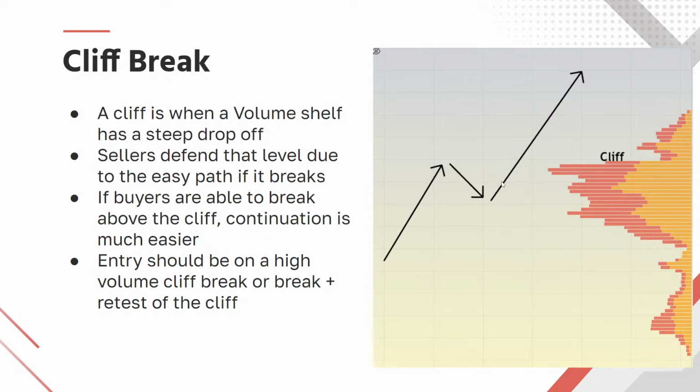We want to enter when it breaks this cliff with high volume, or if it comes back down and retests the cliff. So we break through, we close a candle with high volume. That would be a potential entry place. Or we break through, we come back and test the cliff, and then we bounce. There's your entry as well.